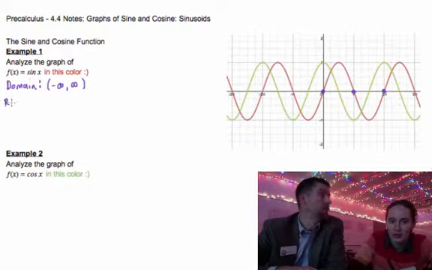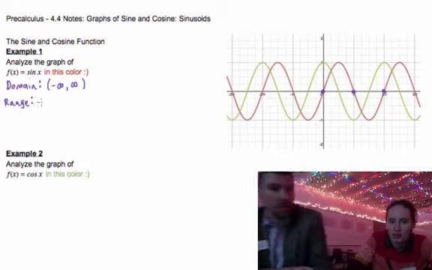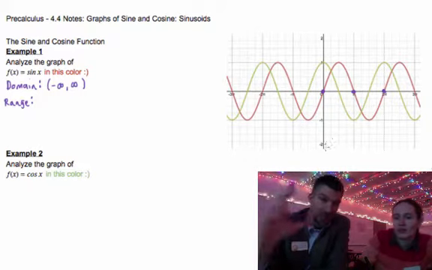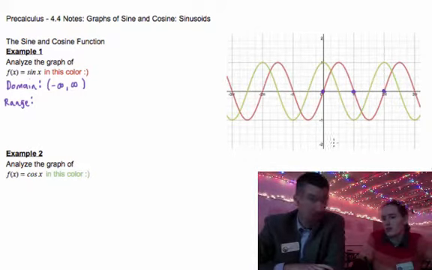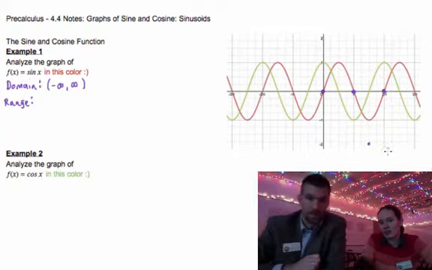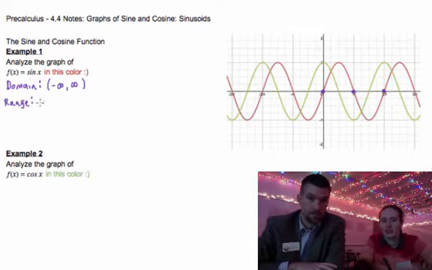How about the range? The range would be from -1 to 1 because we don't have any y values outside of that particular range of values. We're never going to end up down here at -2, not with this base parent function, ever. So that means that our range is from -1 to 1.